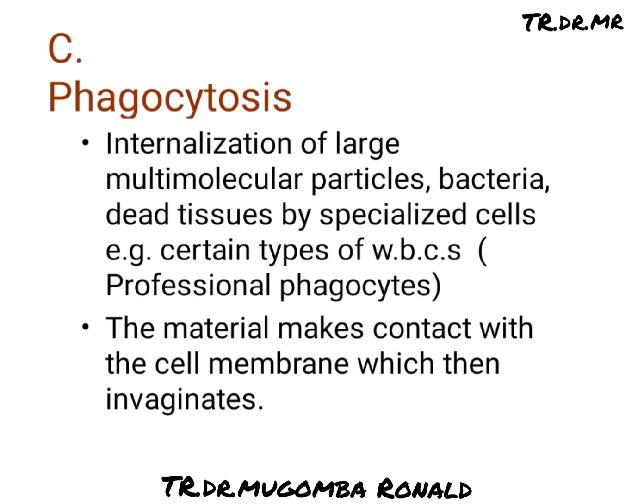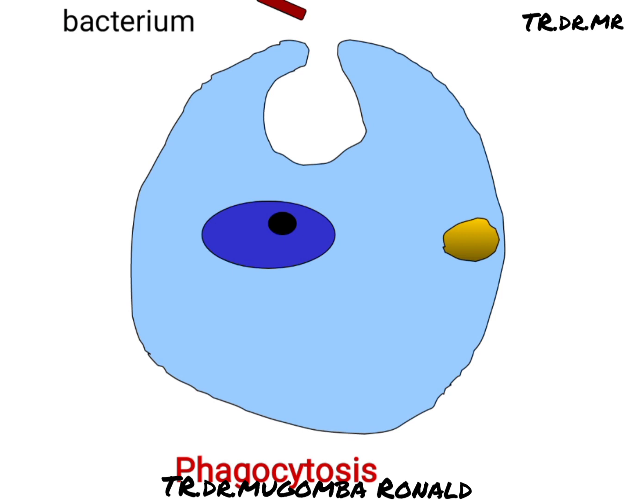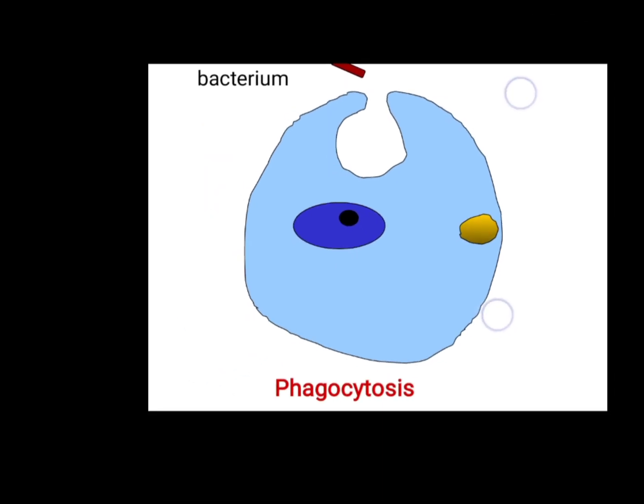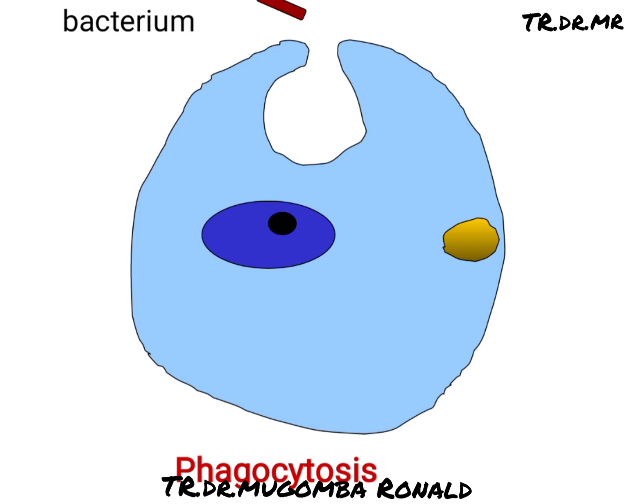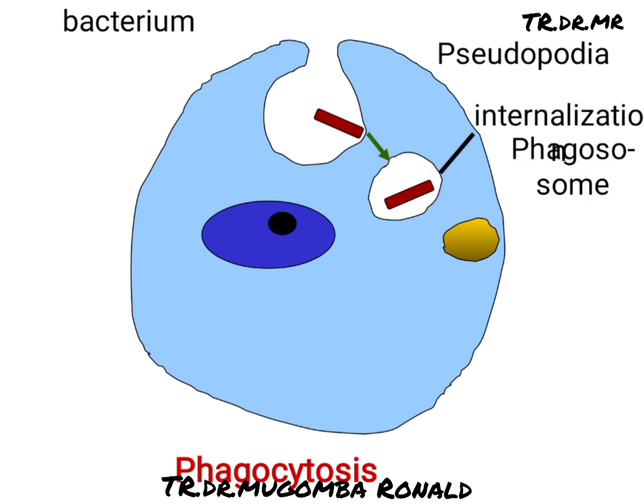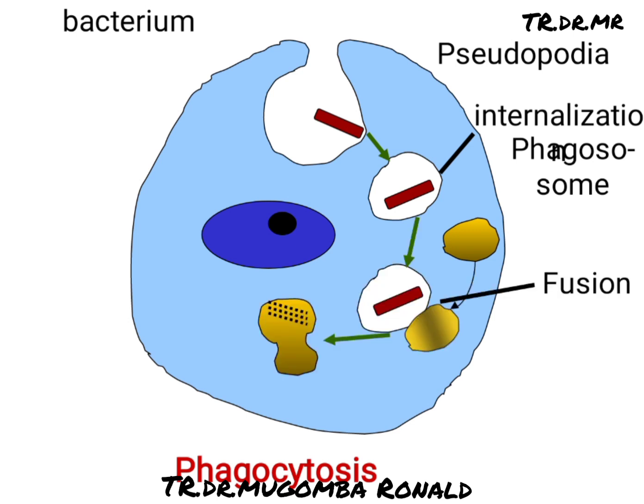So phagocytosis is relatively internalizing large multimolecular particles like bacteria. Certain types of white blood cells are professional phagocytes. I've talked about that earlier. The cell membrane makes contact with the material, and then it forms an invagination, like the bacterium that you are seeing in this picture here. A pseudopod is formed, and it is eaten. We form an endosome, where the endosome is now going to be worked on. The lysosomes will come and bind to the endosomes, and then they start breaking it down. Then finally, exocytosis follows after digestion.